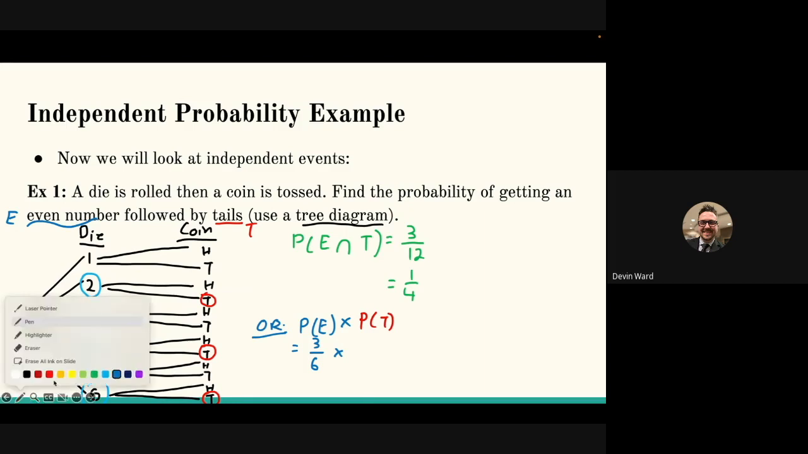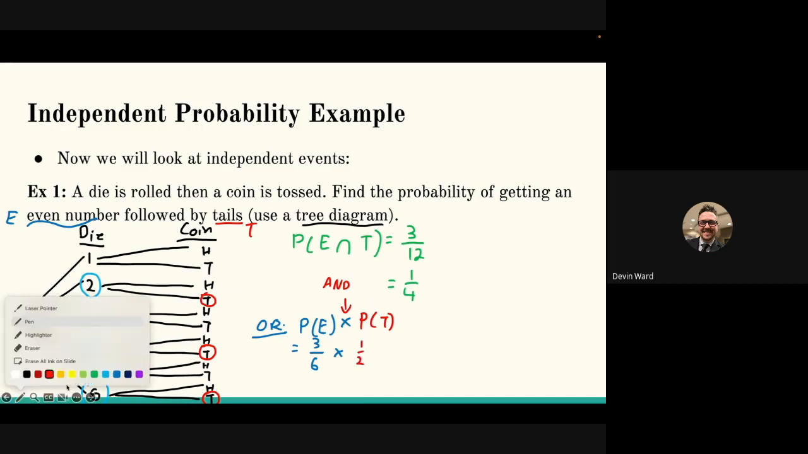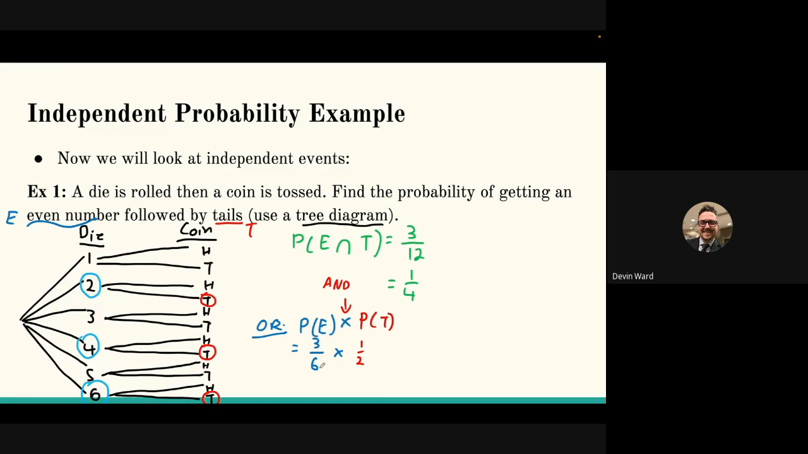And then we're going to multiply that because remember it's "and." That's why we multiply. Okay. If we flip a coin, there's a 1 in 2 chance that we get tails. And now we just multiply the fractions. So that would be 3 times 1 is 3, 6 times 2 is 12. 3 over 12, which is equal to 1 over 4.